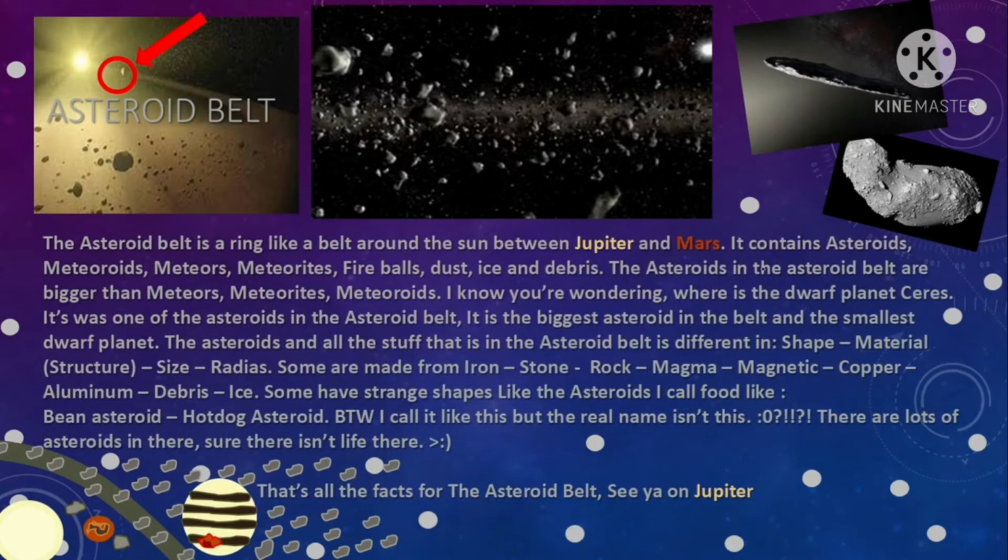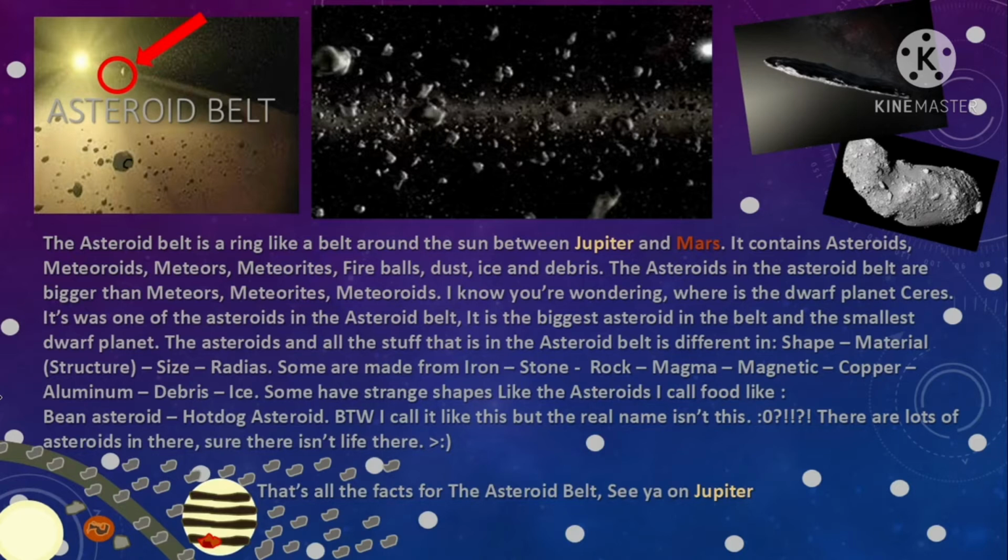The asteroids in the asteroid belt are bigger than meteors, meteorites, and meteoroids. I know you're wondering where the dwarf planet Ceres is. Ceres is a dwarf planet, and it's precisely the smallest one. It's located here, in the middle. Okay, dwarf planet Ceres. It was one of the asteroids in the Asteroid Belt, and it's the biggest asteroid in the asteroid belt and the smallest dwarf planet.